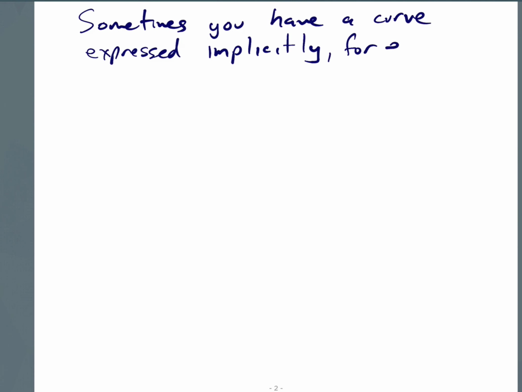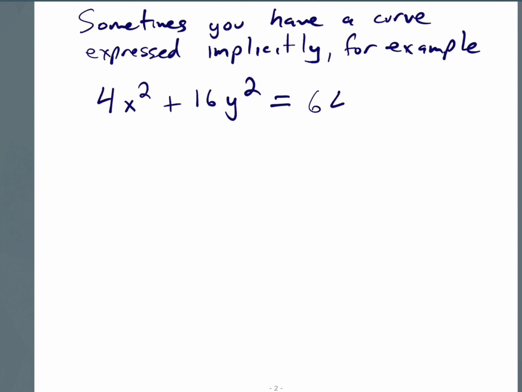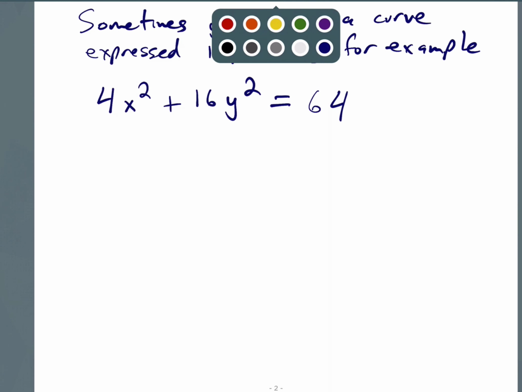For example, let's say you have 4x squared plus 16y squared equals 64. What is that graphically? Not quite a circle, because it has different numbers in front of the x and the y. It's an ellipse.